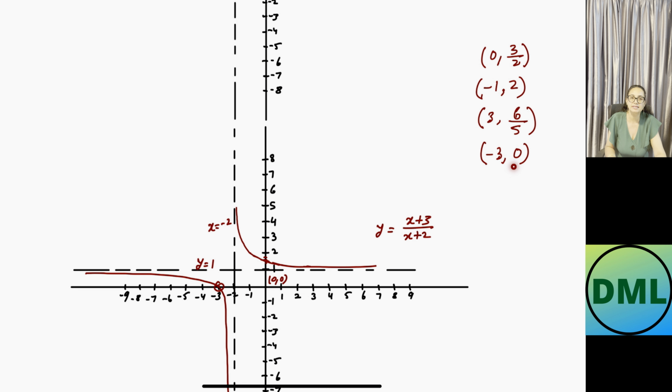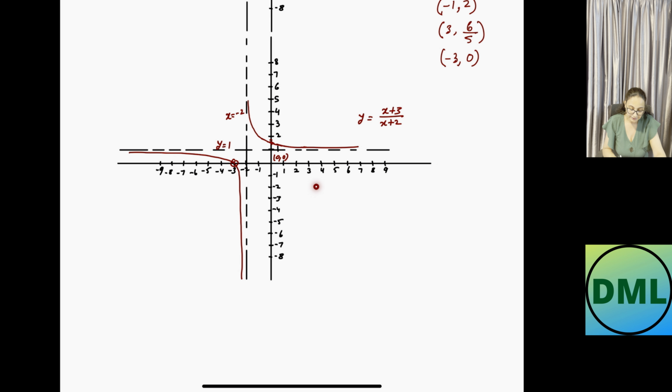Next is (minus 3, 0). Minus 3 and 0. So I'll plot my curve. I'll join all these points and I will plot my curve like this. Because I have two asymptotes, my curve will look like this. That's how you can plot your graph.